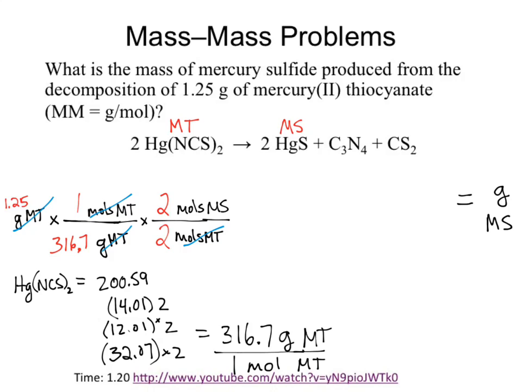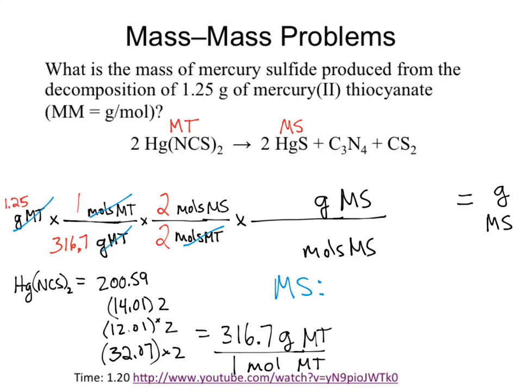But are we at our final answer? No. So again, back to the drawing board. Or board. Why not? Moles of MS we need to cancel. What do we want as our target? Grams of MS. Is there a relationship between the mass and number of things? Yes. Where do we find that? Periodic table. So what do we have to do? Go to the periodic table and figure out the molar mass of MS.